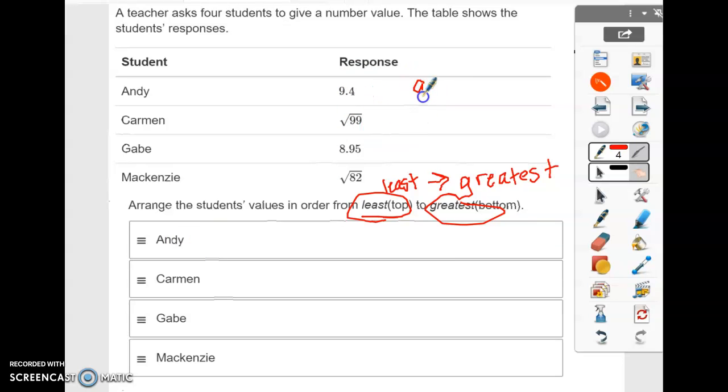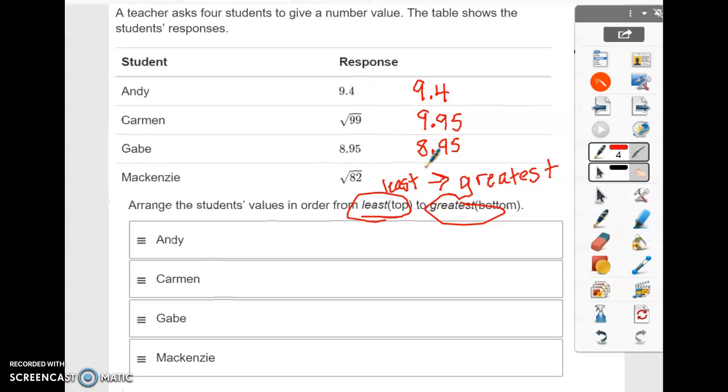So my first one already has that decimal format. Next one, square root of 99, an irrational number. I get 9.949, so I'm going to round that to 9.95. Now, if they end up being closer together, then I may need to look at it and add more decimal places, but we'll see. So 8.95 is my next one, and then the square root of 82.